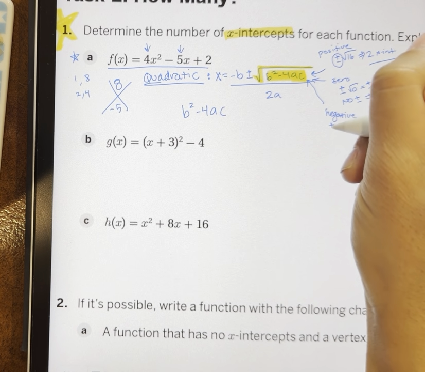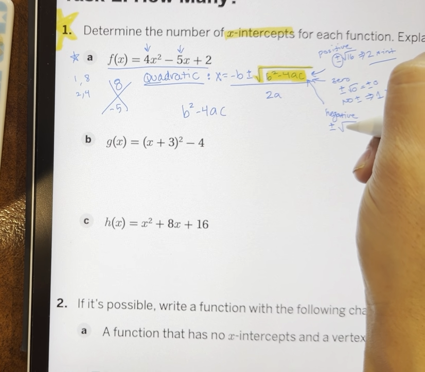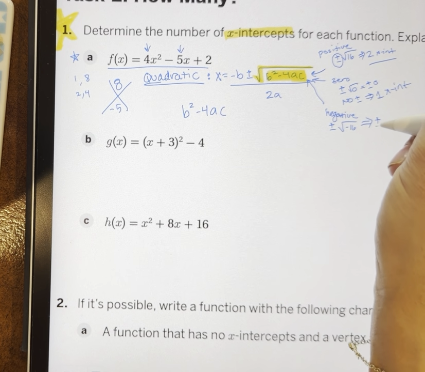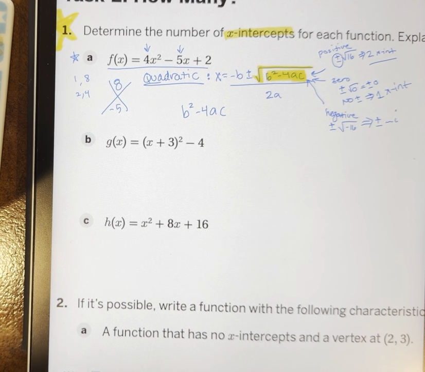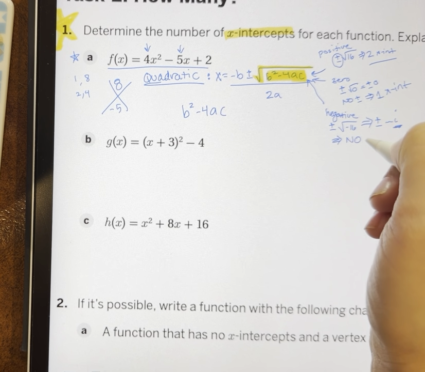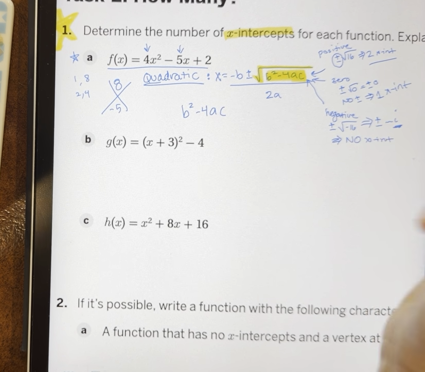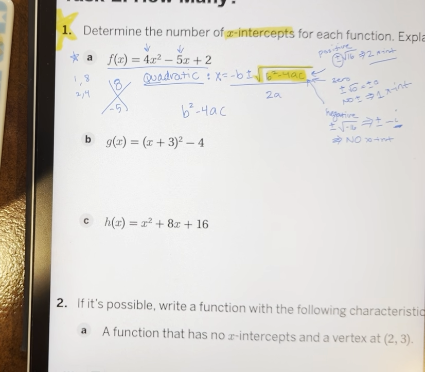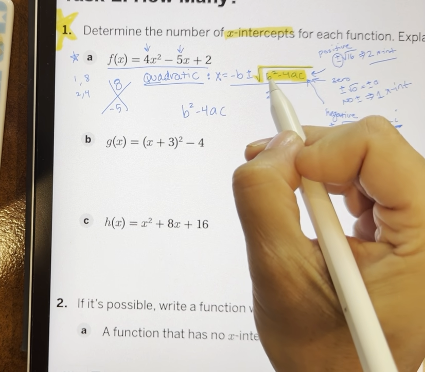But what if what's inside the square root comes out to be negative? Well, then I'll get plus or minus the square root of a negative number. Let's say negative 16, just to have a number there. Well, that ends up giving me a plus or minus something i situation. And while there are 2 zeros here, because they're imaginary, there are actually no x-intercepts. So me not wanting to do all the work, I'm just going to find out what b squared minus 4ac is, the part under the radical.